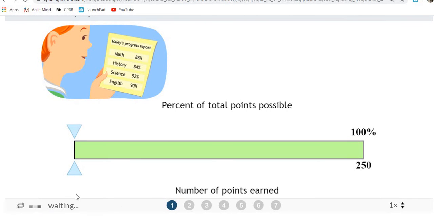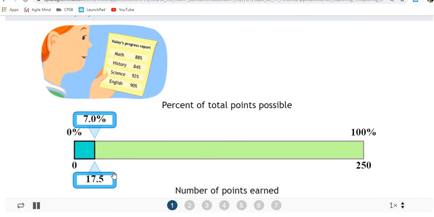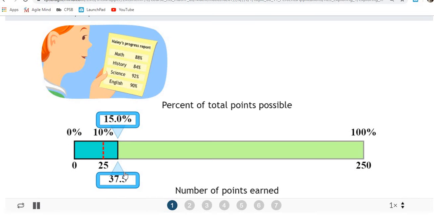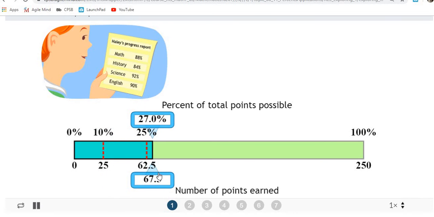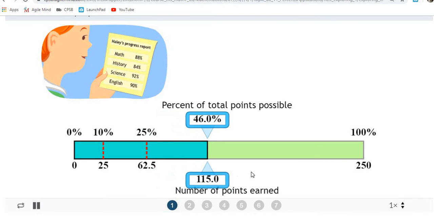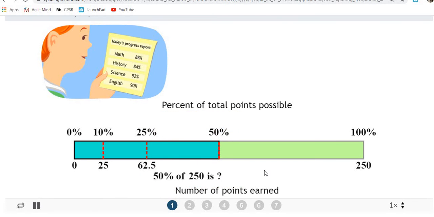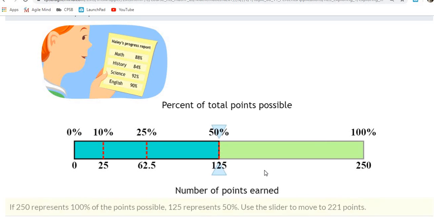So let's drag this guy. As I'm dragging, the percents are changing. I hit a benchmark percent, 10. 25% is also a benchmark percent. And then I'm at 50. They changed 50% to 1/2 of to multiplication. So to find that, they did half of 250, gave them obviously 125. So we're filling in the rest of our bar on number 1.